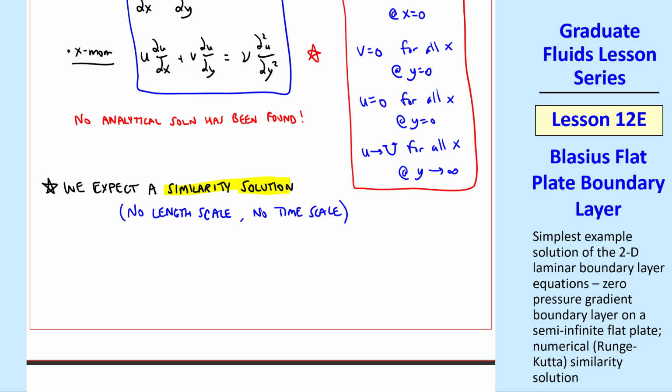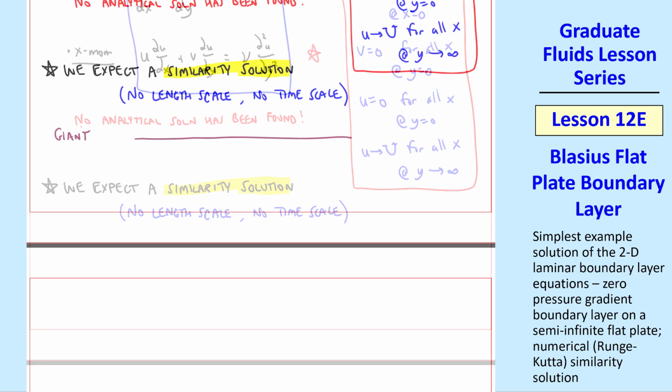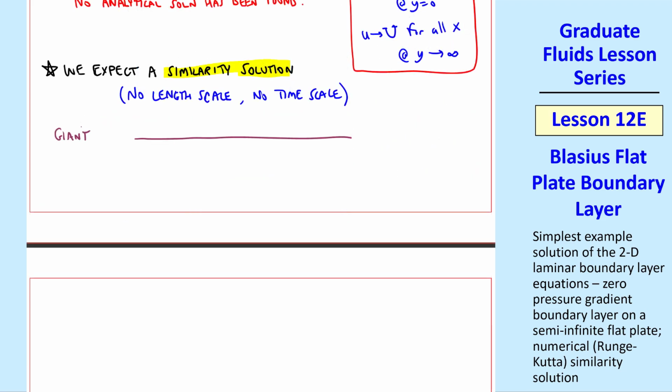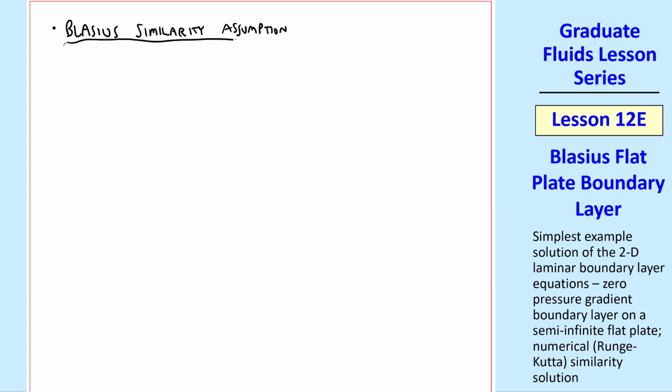The plate is not oscillating at some period, for example. And since the plate is semi-infinite, there's no length scale. Let's use the giant and ant analogy I've used previously. From the giant's perspective, he sees this flow. If you magnify this region so that we see the ant's perspective, the ant will see exactly the same thing from his vantage point. Here is Blasius' similarity assumption from 1908.